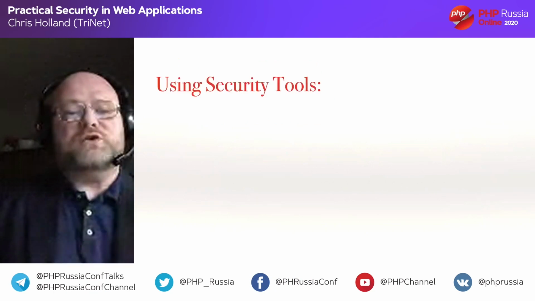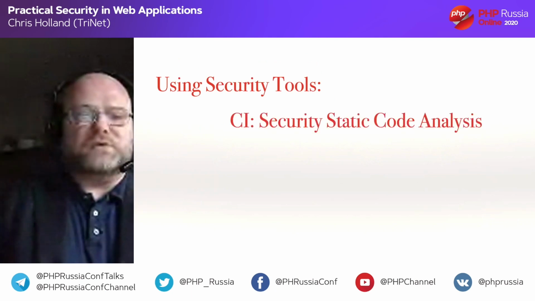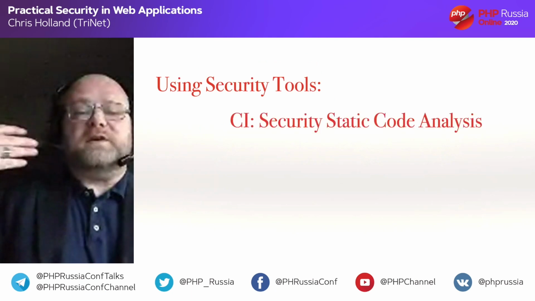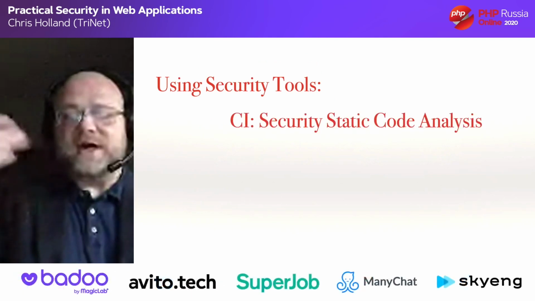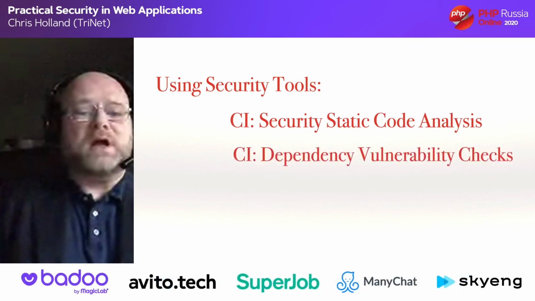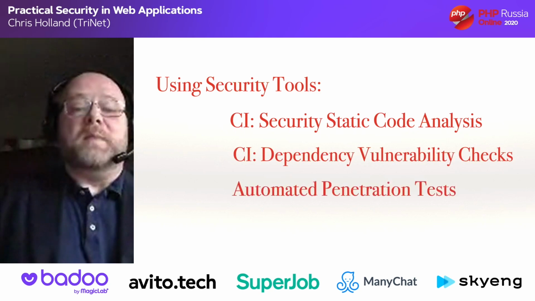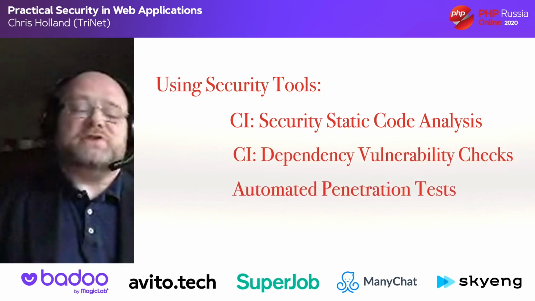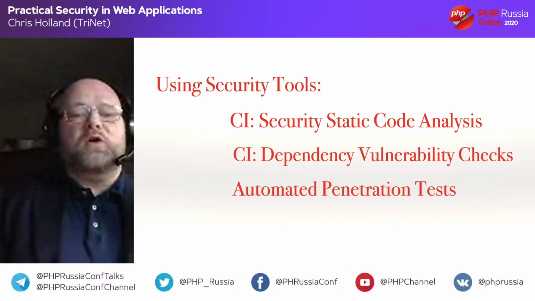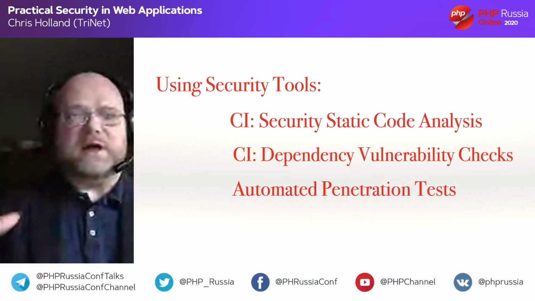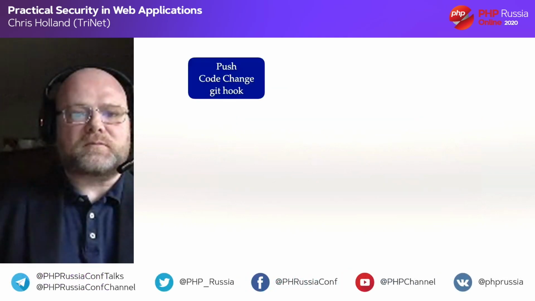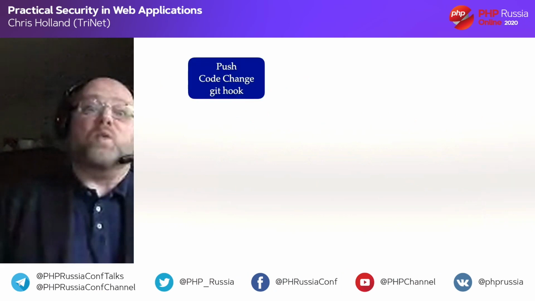So when we look at security tools, we're going to look at three types of tools. One is security static code analysis from a continuous integration standpoint. Another one are those dependency vulnerability checks. And then we're going to look also at automated penetration tests. So I'm going to show you one way you could fit it all together. It's not the way to do it, right?